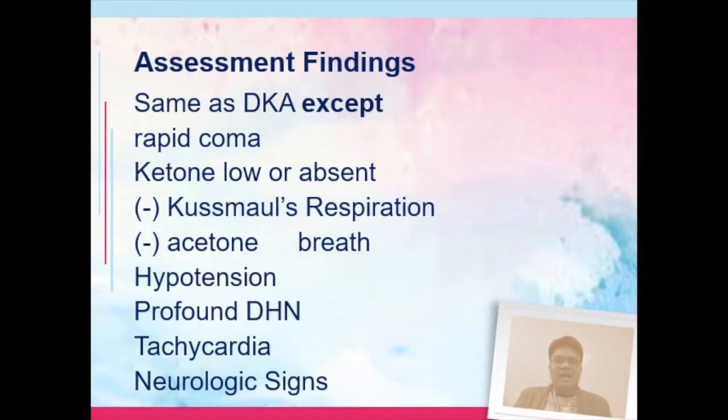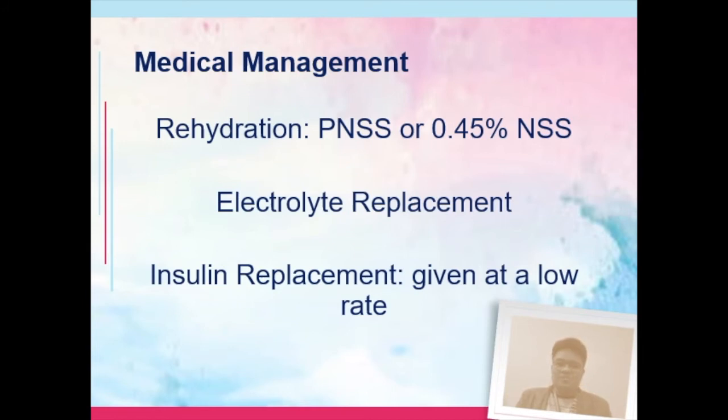Okay, your patient would also have hypotension, profound dehydration. There is tachycardia, class. Okay, take note that in your DKA, it's weak, thready pulse. Then you have your neurologic signs and symptoms also to be present. So remember, it manifests also as coma. Then, medical management. So here we're talking about your rehydration. So we are still using your plain NSS or 0.45% NSS. Still, we are talking about electrolyte replacement. So potassium replacement is still prominent management for this one. Your insulin replacement is also given, but it is done at a very low rate.